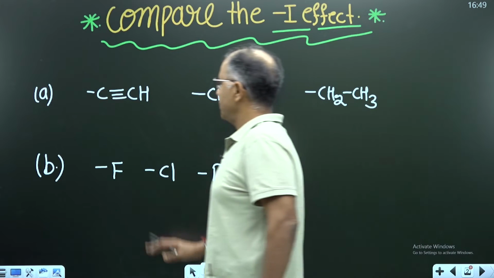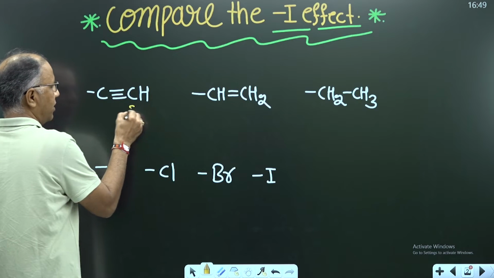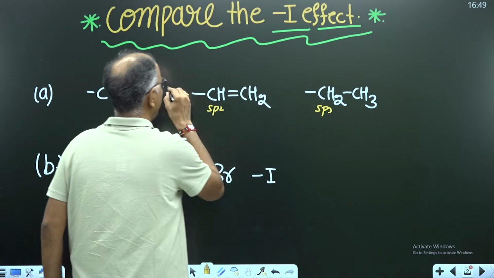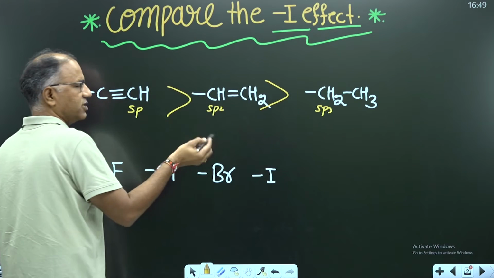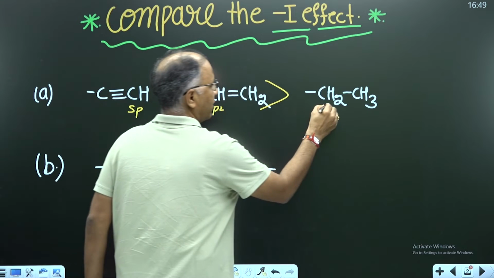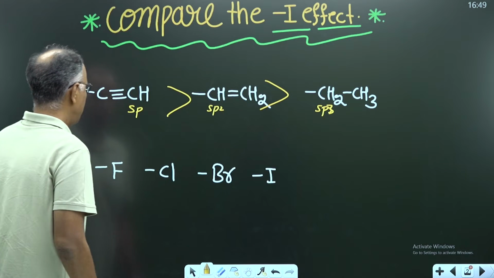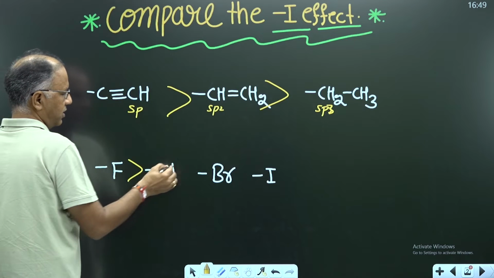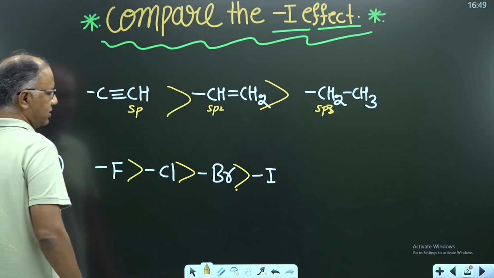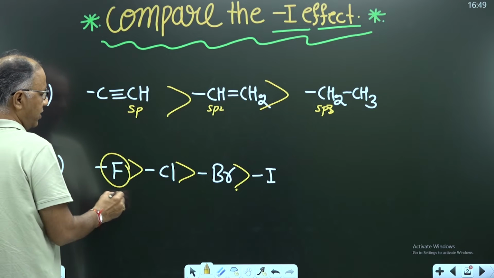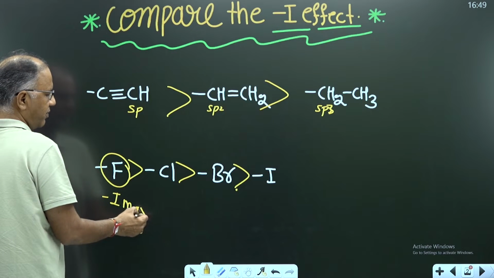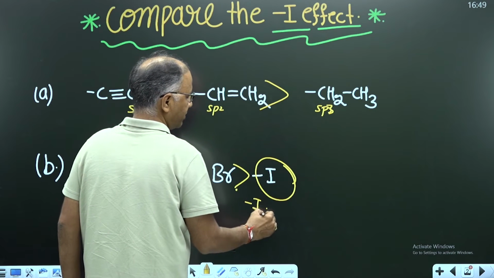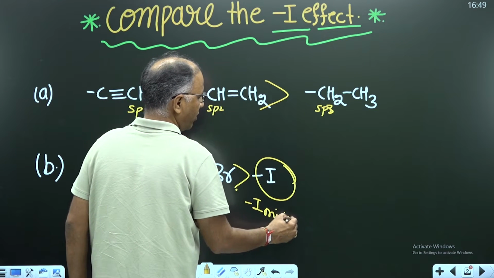Now, what is the answer? In the first example, this is sp hybridized, sp2 hybridized and sp3 hybridized, meaning minus I effect of sp is greater than sp2 greater than sp3. Now the second, as we already discussed, in a group electronegativity decreases, which means minus I decreases. Fluorine is most electronegative, so minus I is maximum among the halogens. Iodine is least electronegative, so minus I is minimum among halogens.